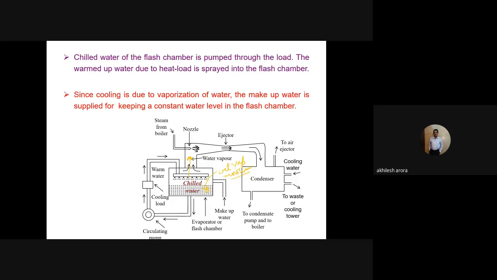So when it takes the latent heat from the water available here in the evaporator, the temperature of the chilled water drops to 5 degrees Celsius. Once it drops to 5 degrees Celsius, it is circulated with the help of the circulating pump to the cooling load, where it takes the heat QE, and once again becomes warm water. It is circulated again and sprayed through the nozzles here. Since cooling is due to vaporization of water, makeup water is supplied for keeping a constant water level in the flash chamber. This is the makeup water which we are supplying in the flash chamber.